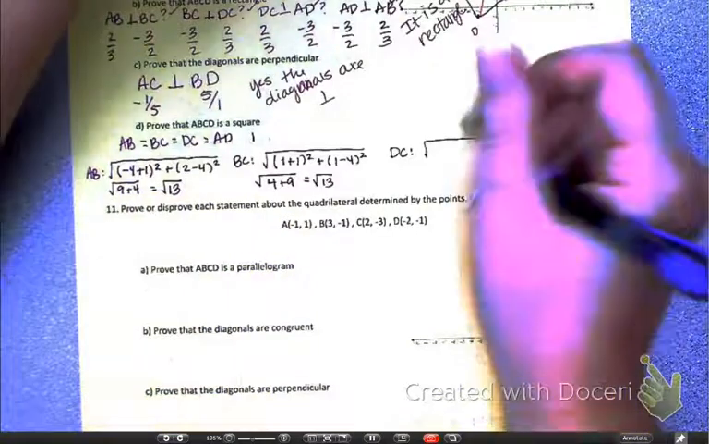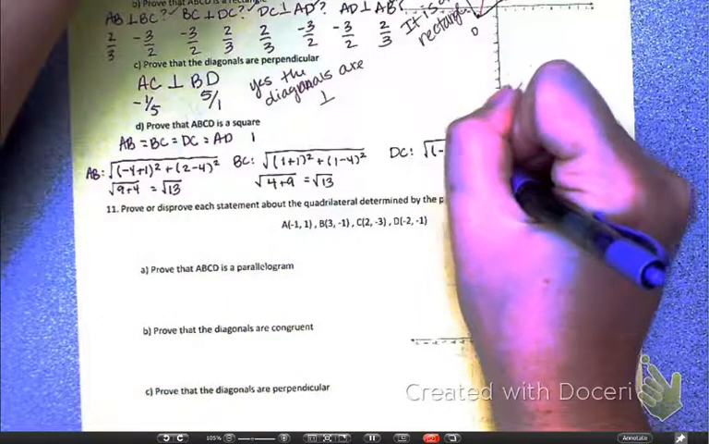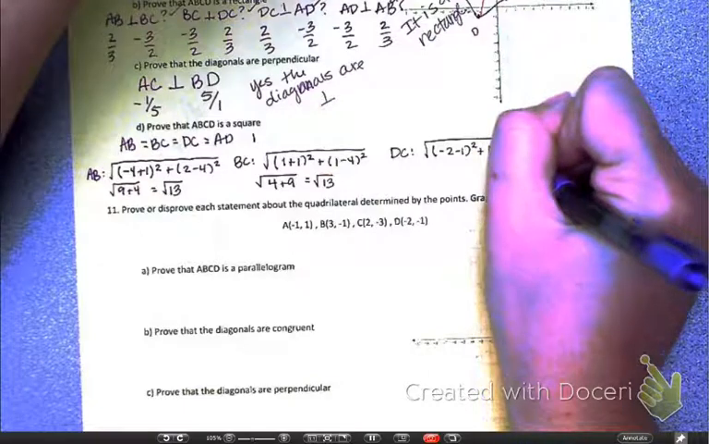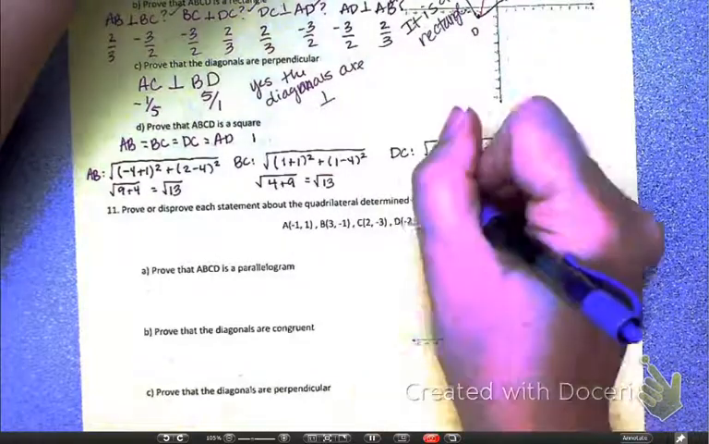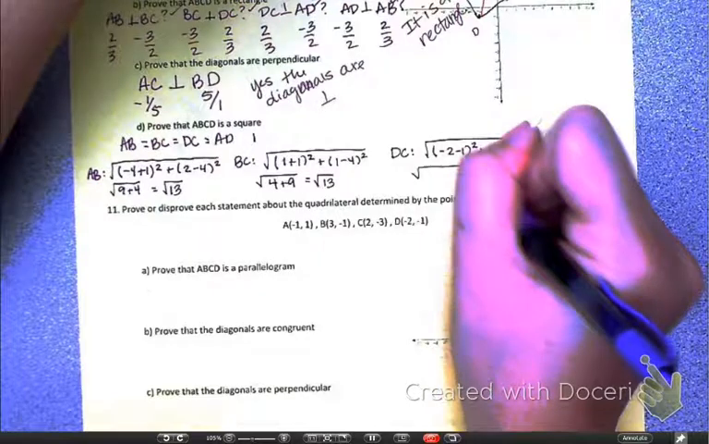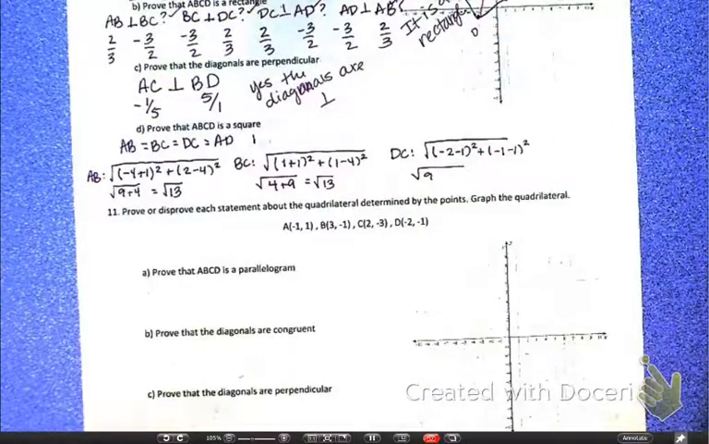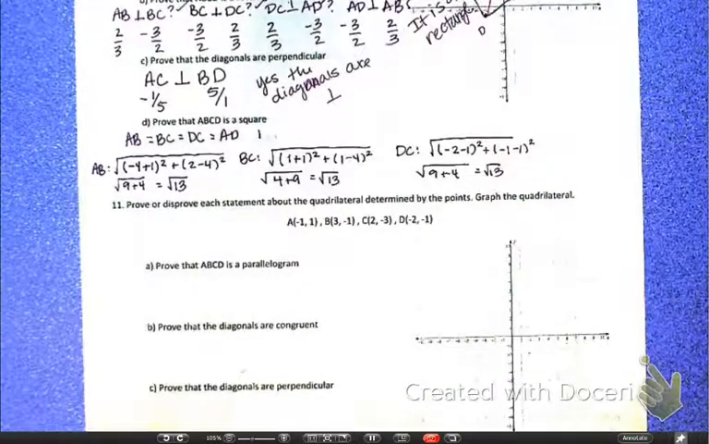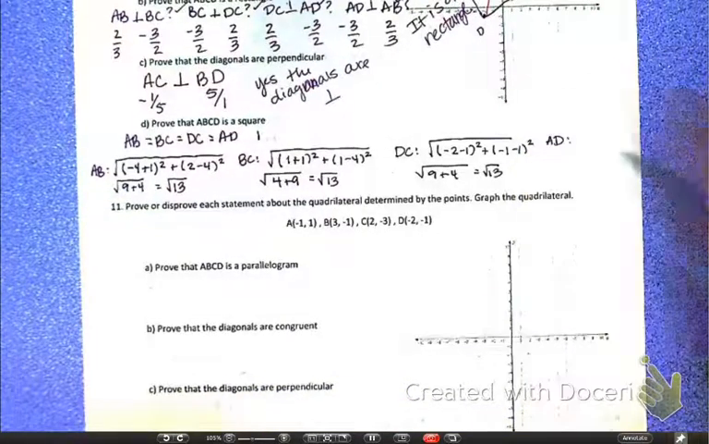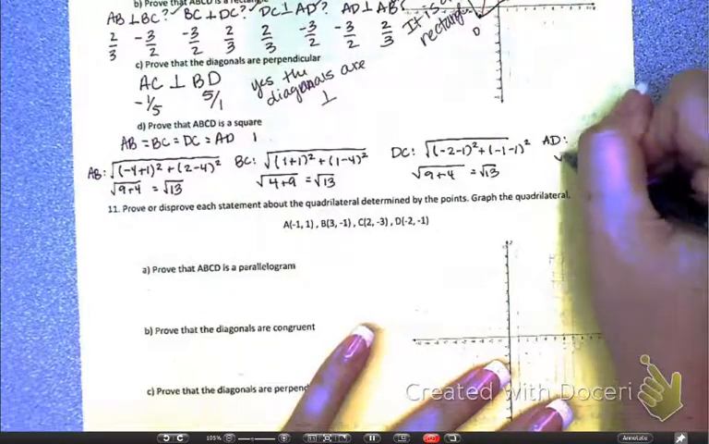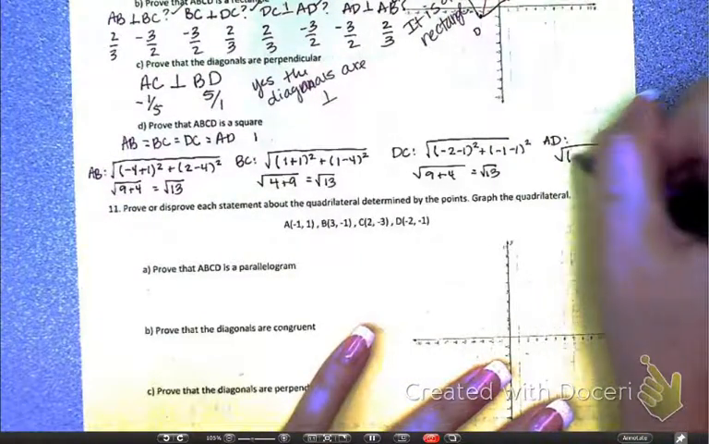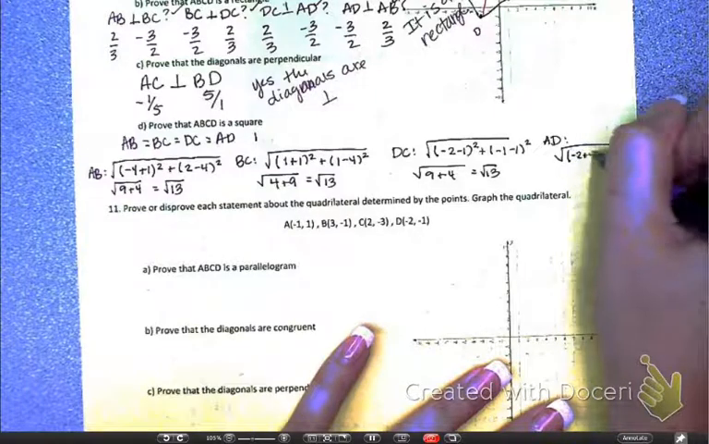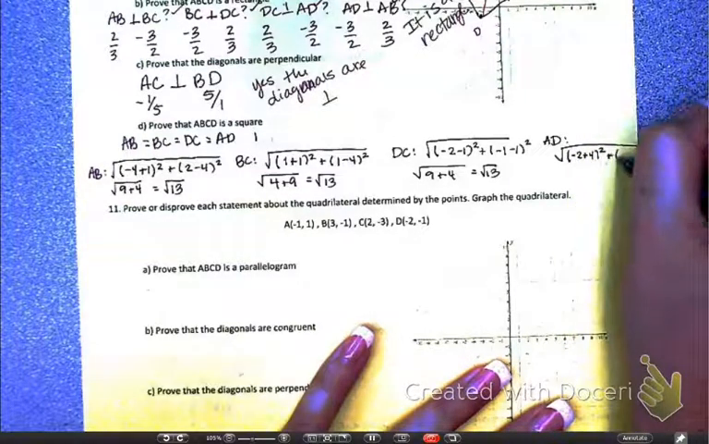So this one would be -2 minus 1 squared plus -1 minus 1 squared, which is -3 squared is 9, -2 squared is 4. I'm still getting the square root of 13. Okay, you probably can see that the last one will also be the square root of 13. If you want full points, you need to show me that. So AD is our last one. I have to fit it down here.